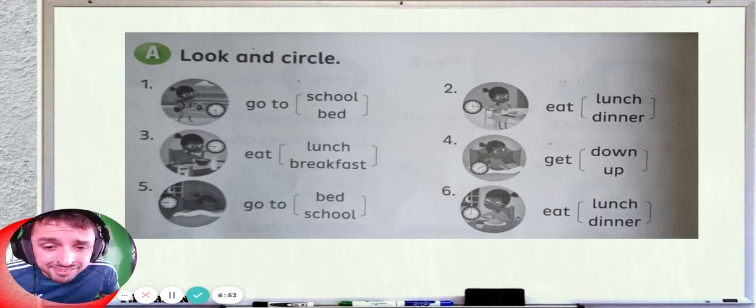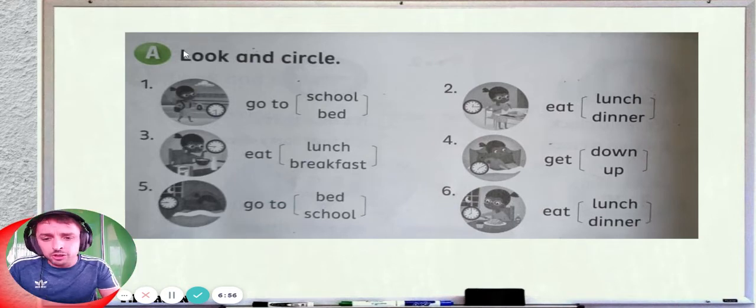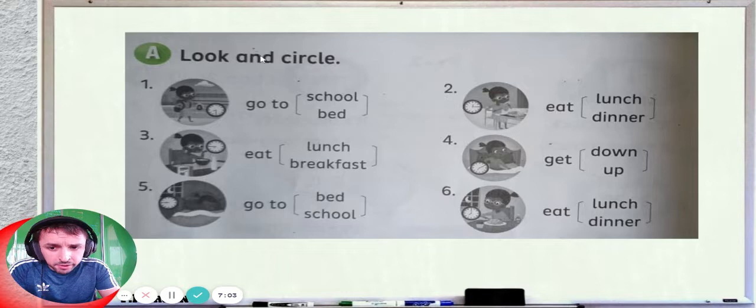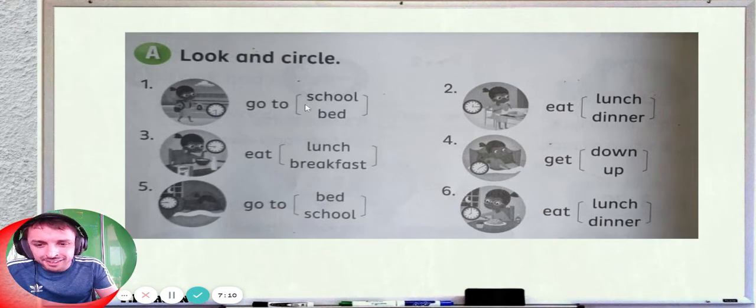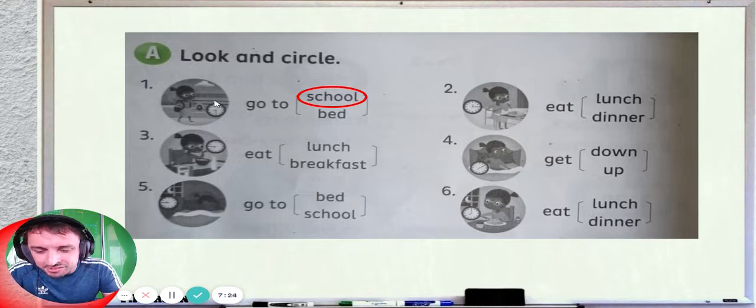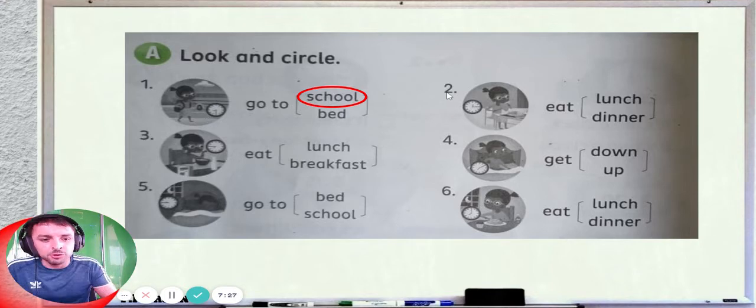And let's look at activity A. Activity A says look and circle. So I'm going to look at the picture and then circle the word that completes the verb. Okay, so number one, look at the picture. Is that go to school or is that go to bed? Of course, that's go to school. Look, there's the school bus. Go to school.